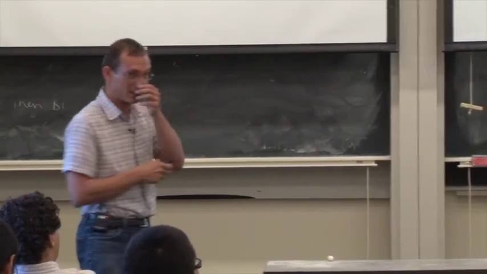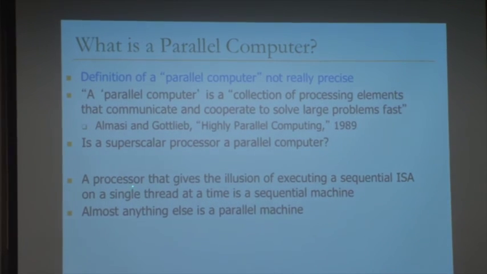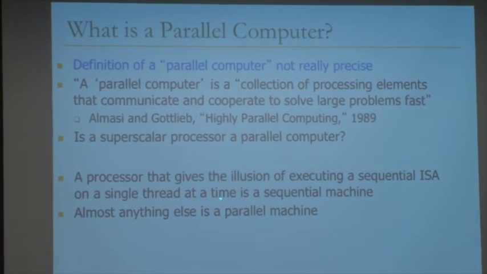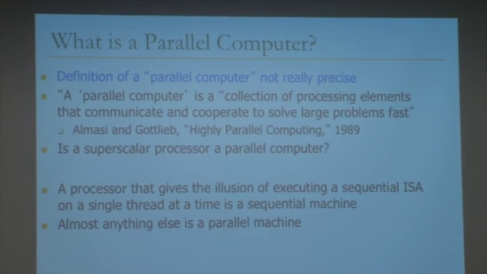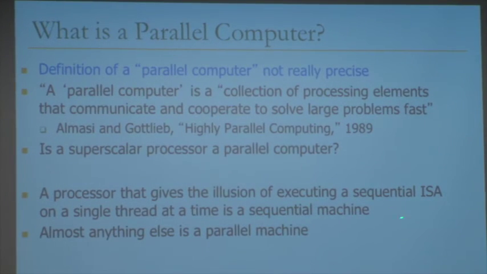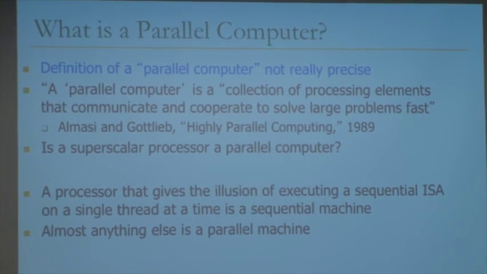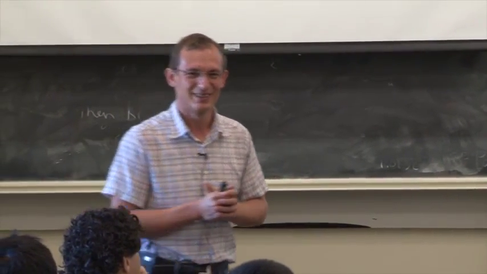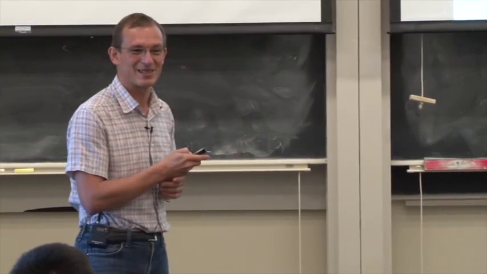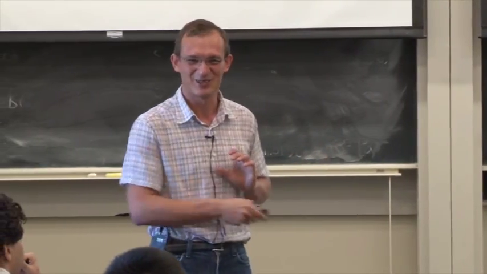In this course, we're going to limit ourselves a little bit, although I don't necessarily want to limit it. I'll define a sequential computer this way: a processor that gives the illusion of executing a sequential ISA on a single thread at a time. That's the sequential machine definition. And almost everything else we will consider a parallel computer. And even this is arbitrary, right? Make sense? Is this clear? At least it's a little bit better than the previous definition, I think, because you can fit pretty much everything in that definition.